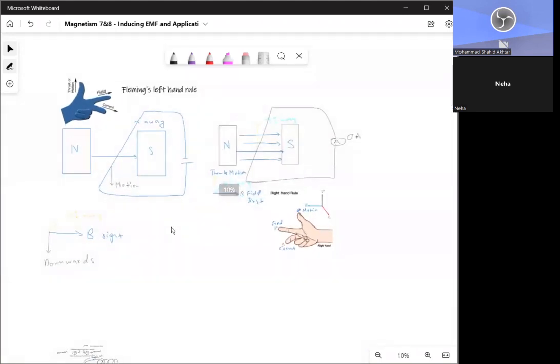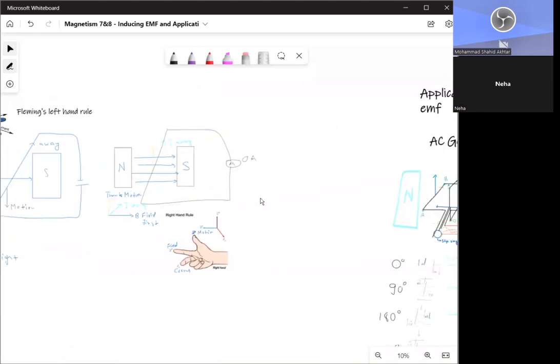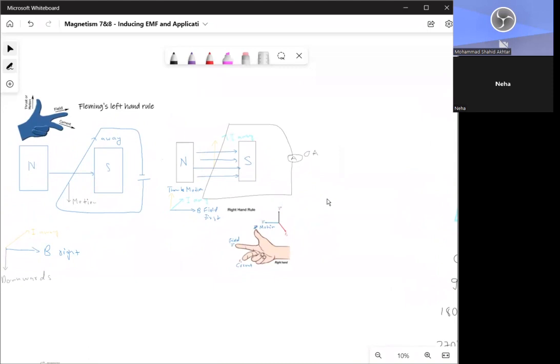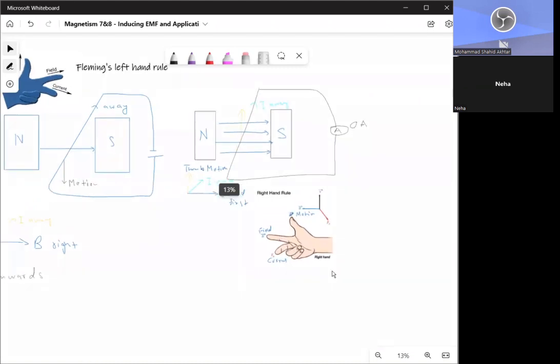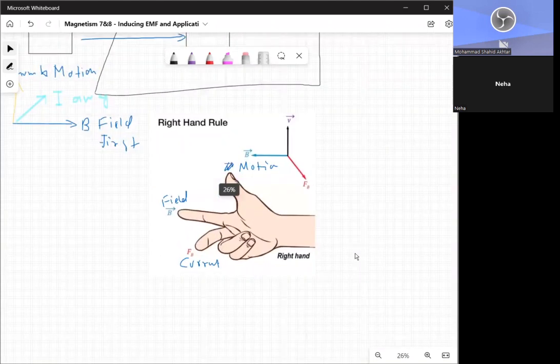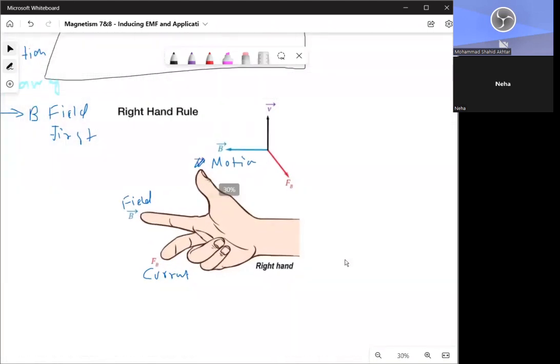Now Anas, do you remember how is an EMF induced in a wire which has no battery? Do you remember anything about this? First, let's start with Neha. Can you tell me what is the right hand rule?